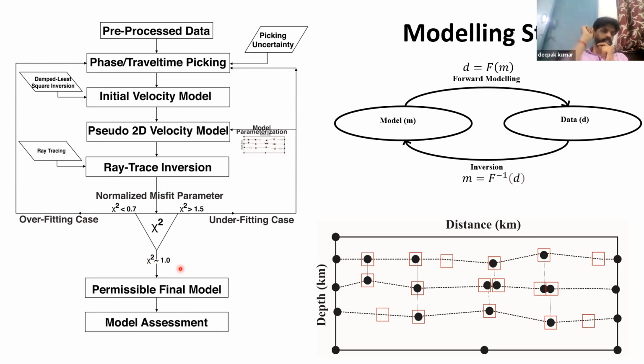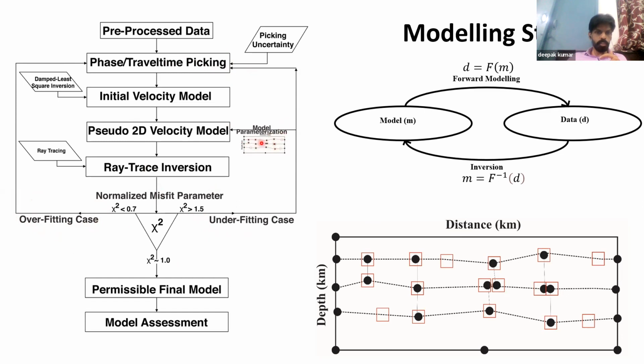Okay, and if it is 0, that means I have overfitted the data, or I have manipulated the data to match the actual fit. So this is incorrect. And if my chi-square value is more than 1.5, that means I have not done the picking correctly. So again, I'll have to go back for phase picking.